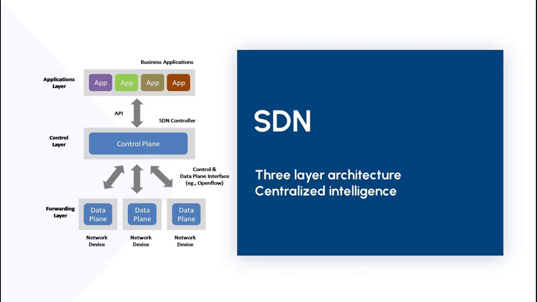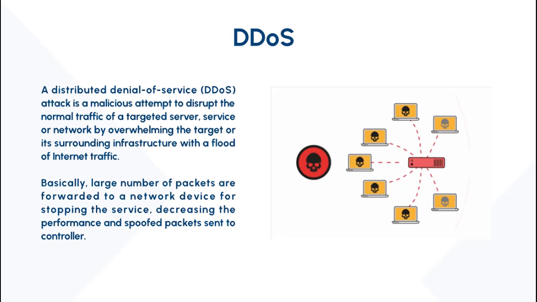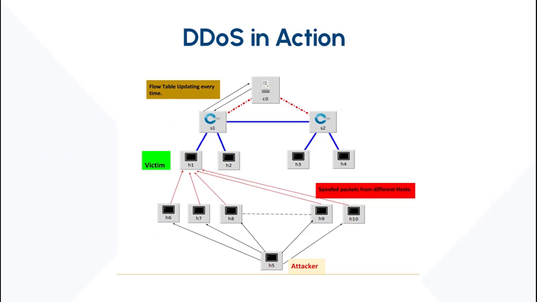The SDN and its benefits expose the network to threats, and the outcomes of these security concerns are very dangerous as compared to traditional networks. One such attack is DDoS. A distributed denial of service attack is a malicious attempt to disrupt the normal traffic of a targeted server, service, or network by overwhelming the target or its surrounding infrastructure with a flood of internet traffic. Basically, as in this case, a large number of packets are forwarded to a network device host H1 from the attacker for stopping the services, decreasing the performance, and spoofing the packets sent to the controller, and the flow table is updated every single time.